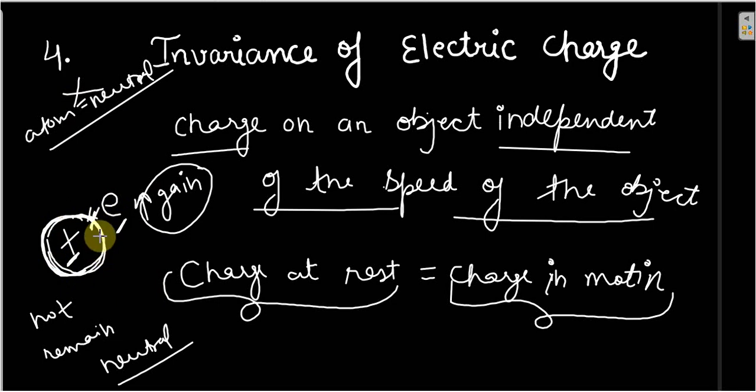So that's why we can say invariance of electric charge: charge on an object is independent of the speed of the object. So charge does not depend on the speed of the object. That is our fourth property of the charge.